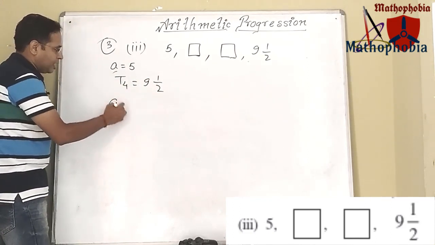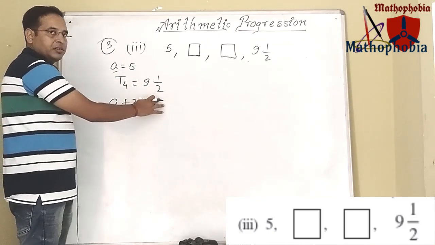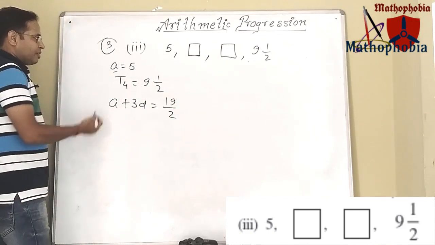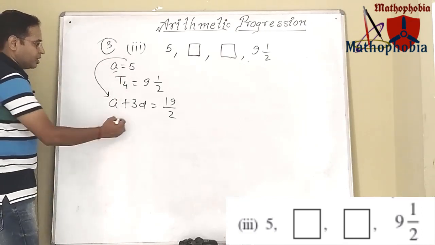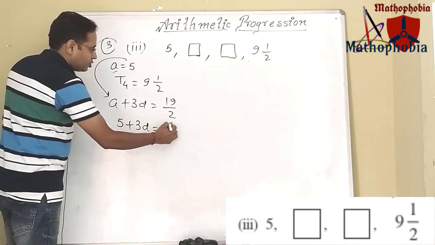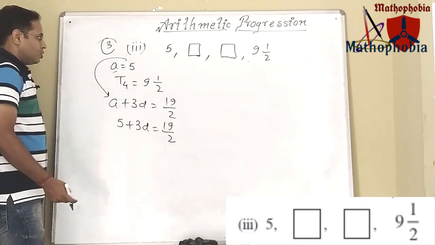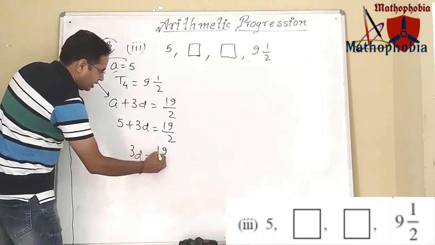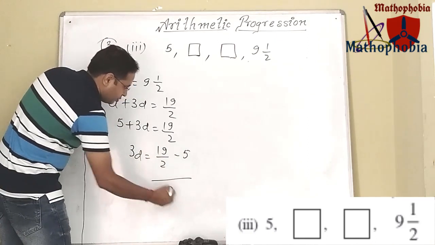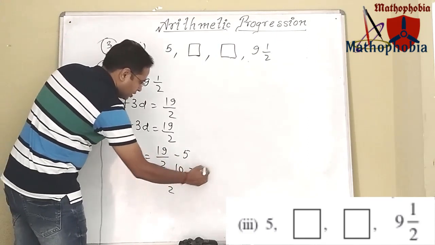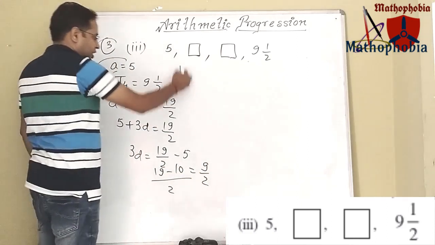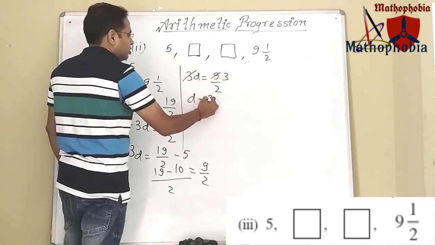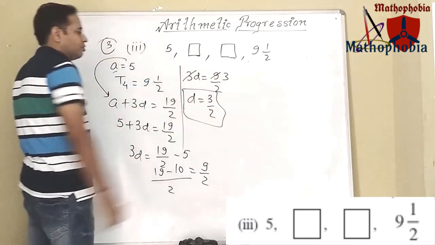Now T4 will be A plus 3D. 9 2s are 18 plus 1, 19 upon 2. We'll put the value of A, A is equal to 5. We'll get 5 plus 3D equals 19 upon 2. So 3D equals 19 upon 2 minus 5. Take LCM 2. 19 minus 10 is 9 upon 2. So 3D is equal to 9 upon 2. 3 3s are 9, D is equal to 3 by 2. So we have got the value of D is equal to 3 by 2.